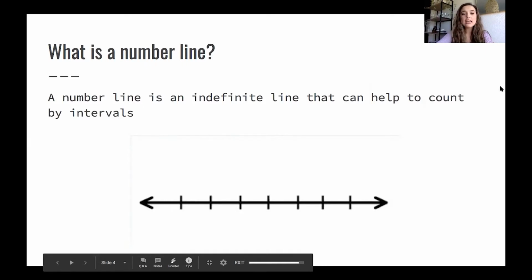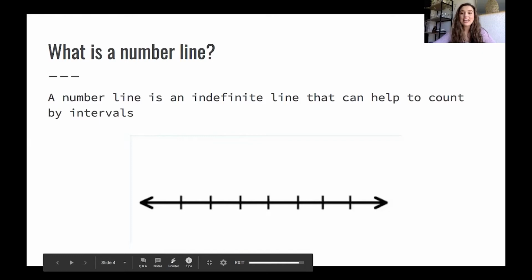A number line is an indefinite line that can help to count by intervals. So indefinite means it never ends, right? Because numbers really never end, because we could always just keep adding on another digit or another number. So the line is indefinite. The two arrows at the end, that means it goes as far as you can imagine, into infinity.